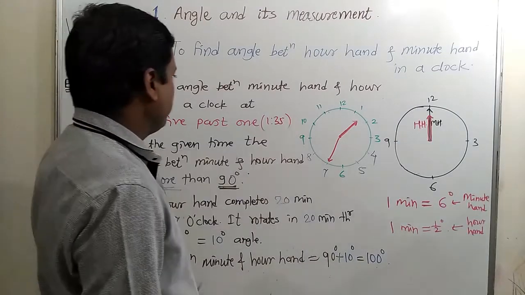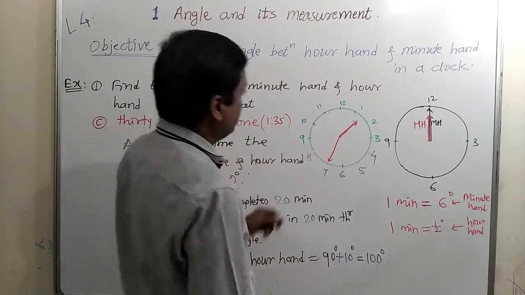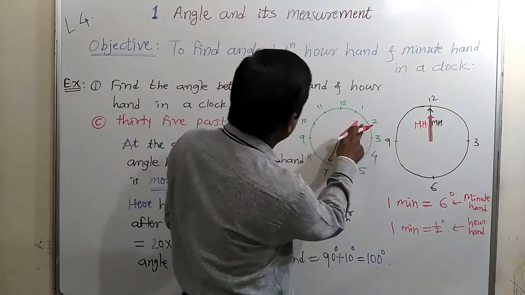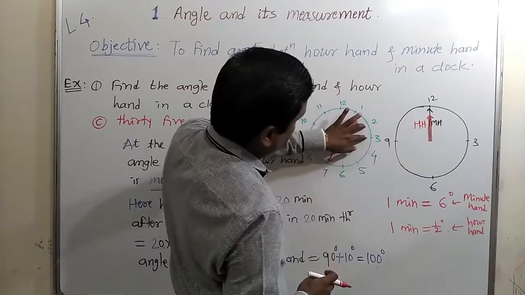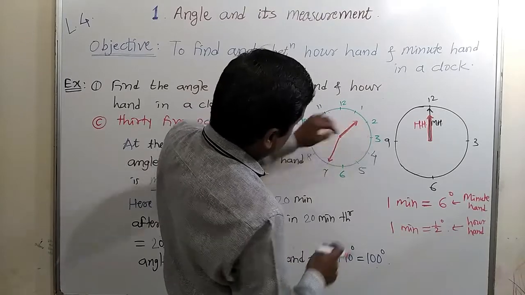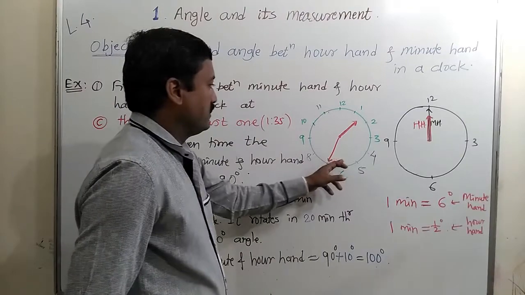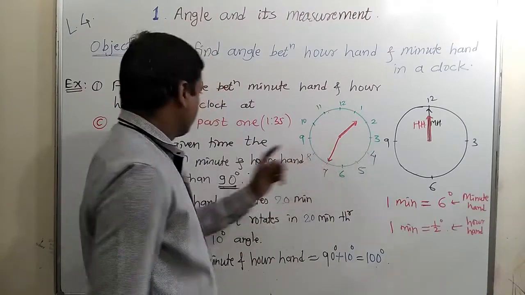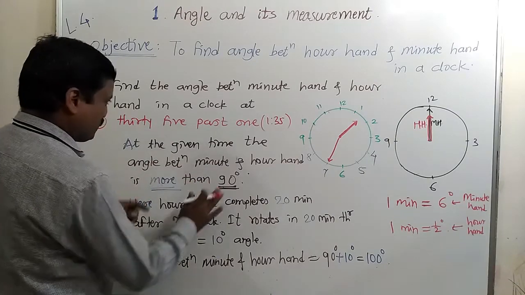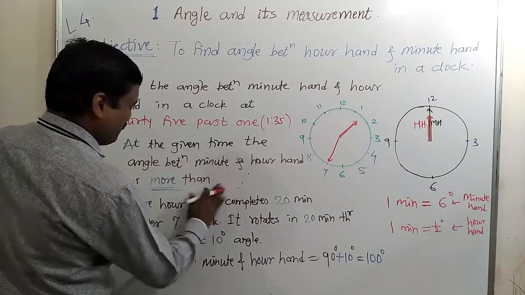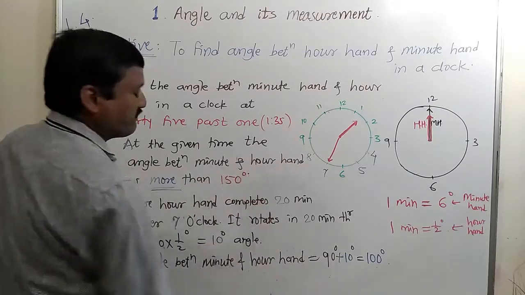So at 1:35, the angle between minute hand and hour hand, it is after 1, so let us start with 2. 2 to 3, 30 degree. Then again this 30, 30, 30, 30. So 1, 2, 3, 4, 5. So 5 into 30 is 150. So at this time the angle between minute hand and hour hand is more than 150 degree. Okay.